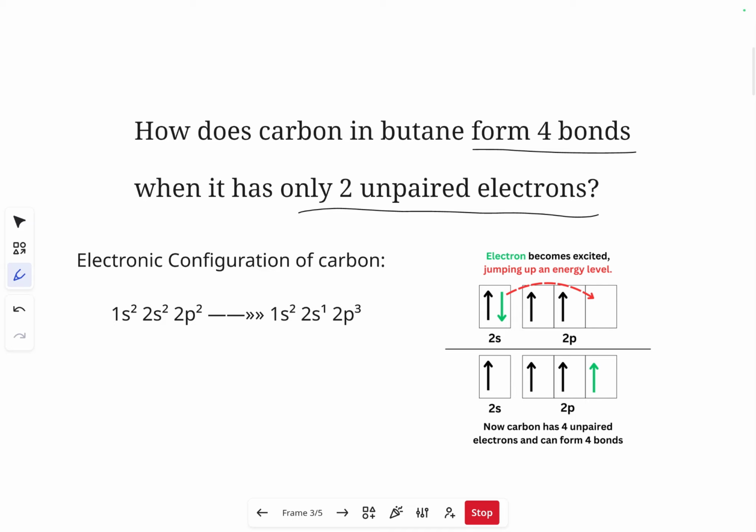To form 4 bonds, one electron from 2s gets promoted to the 2p orbital. This gives us 4 unpaired electrons, which are now ready to form 4 bonds. However, once the electron gets promoted, the orbitals mix together. This mixing of orbitals is called hybridization.